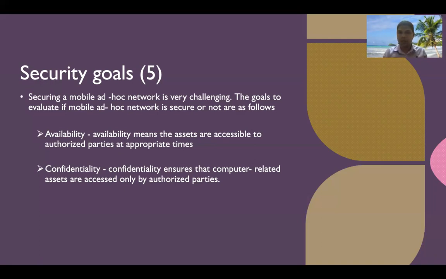Availability means that the assets are accessible only to authorized parties, not unauthorized parties. The second one is confidentiality. It means making sure the computer-related assets are accessed only by authorized parties. All the information is confidential, so of course only authorized parties can access it.